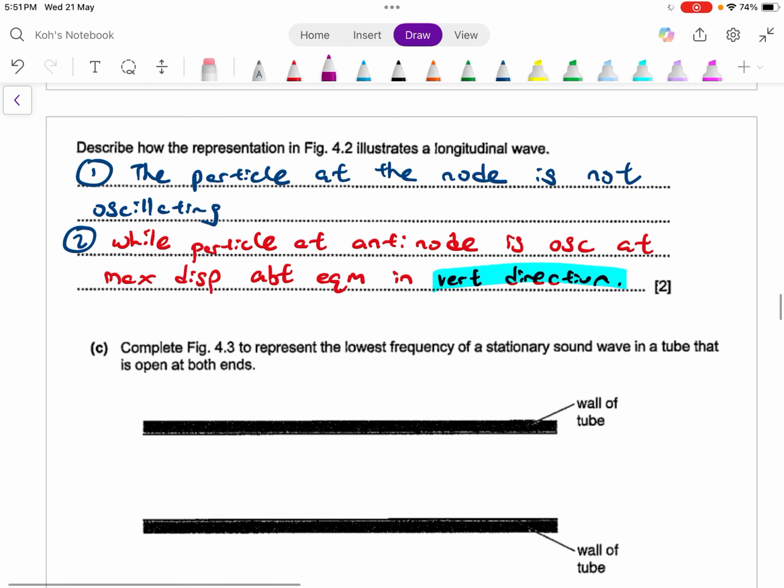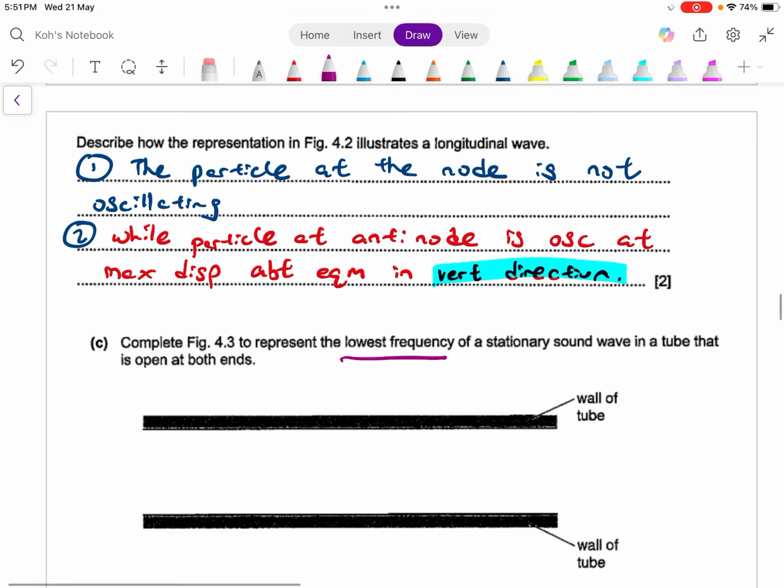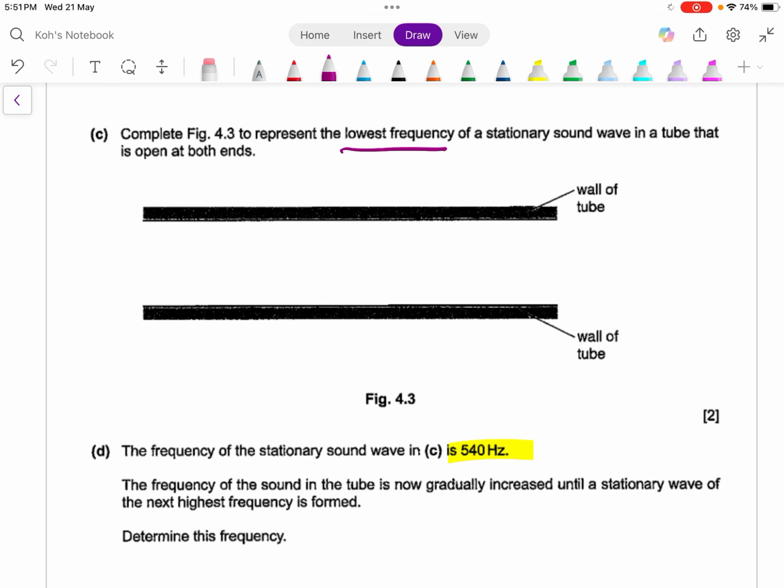Okay, so for part C, complete 4.3 to represent the lowest frequency of a stationary sound wave in a tube that is open at both ends. This one is also simple. Just remember all the boundary conditions. The lowest frequency means that the first stationary wave is formed. So for example, I just draw the node here, I draw antinode here. So this will be the first stationary wave. Then this is a dotted line. Okay, so that is for part C.